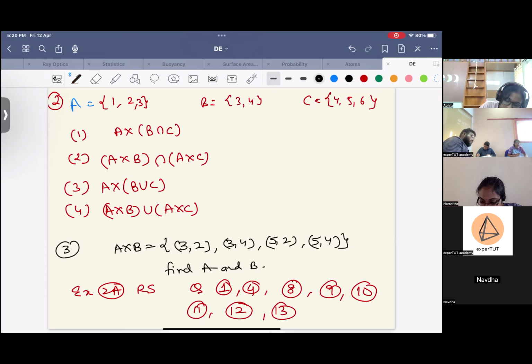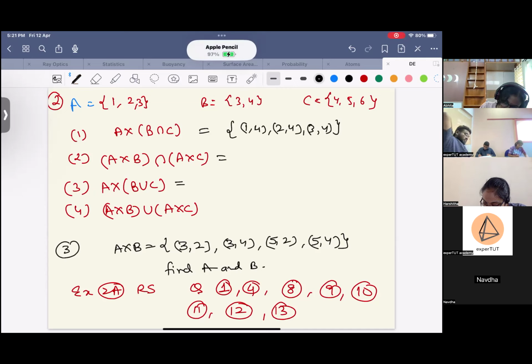I'm writing some answers. For example, this answer, B intersection is 4, so 1 comma 4 comma 4. Correct? Understood? The second one will be having A cross B. It's long, you do it. I have written questions on this page. So these are question number 2. I have written question number 3, and then I'm giving you exercise 2A from RS.